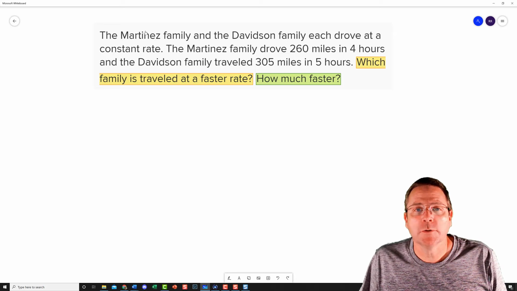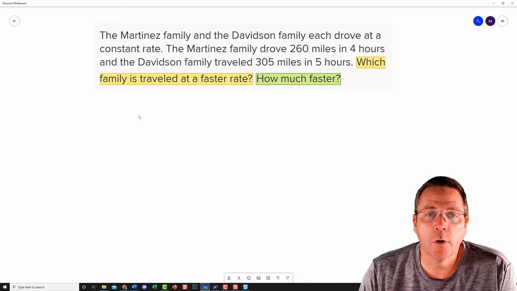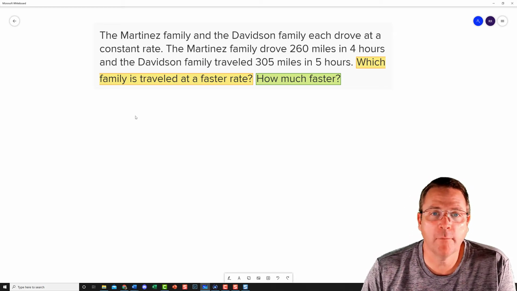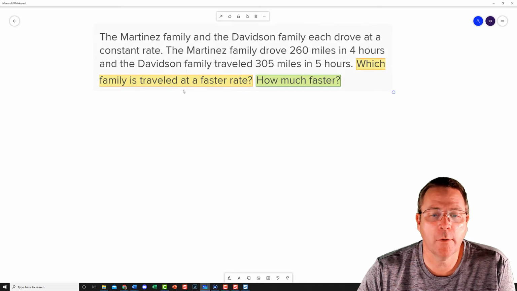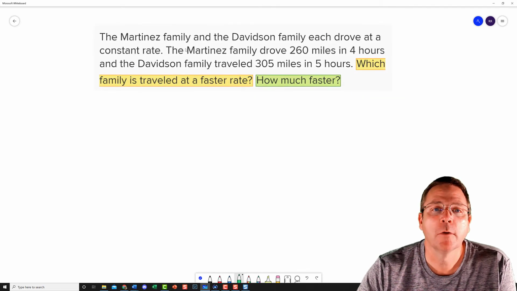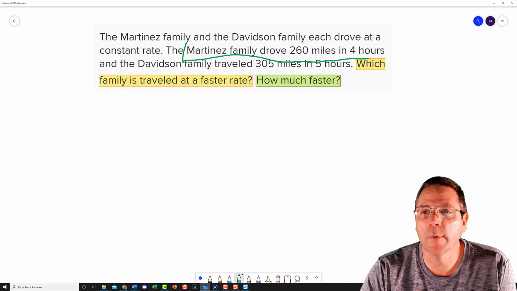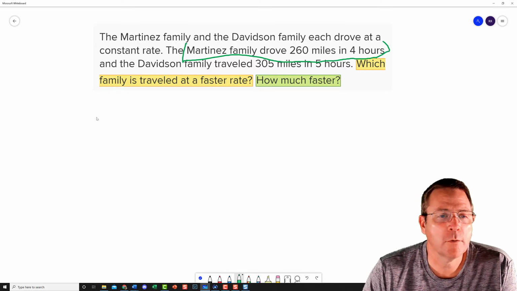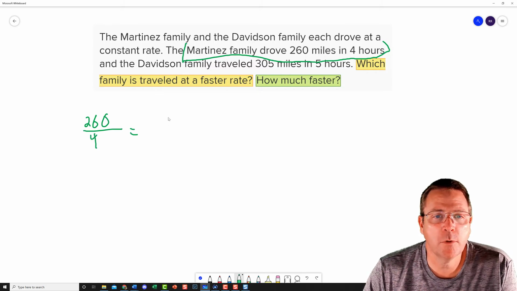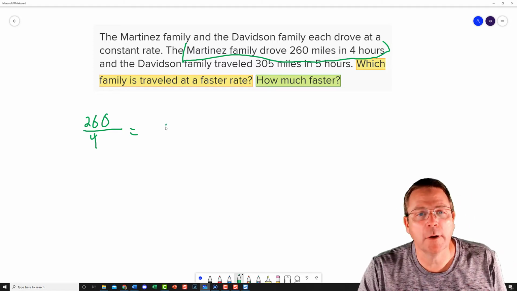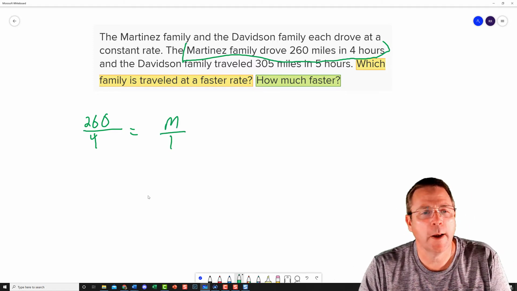Well, I just realized that you couldn't actually check your work, but that's okay. Let's see what we have going here anyhow. First, we're going to calculate the Martinez family. So my Martinez family, I'm going to use my green marker. So for that one, I've got 260 miles in 4 hours is equal to some unknown number of miles, and we're going to call that M for Martinez, in 1 hour.